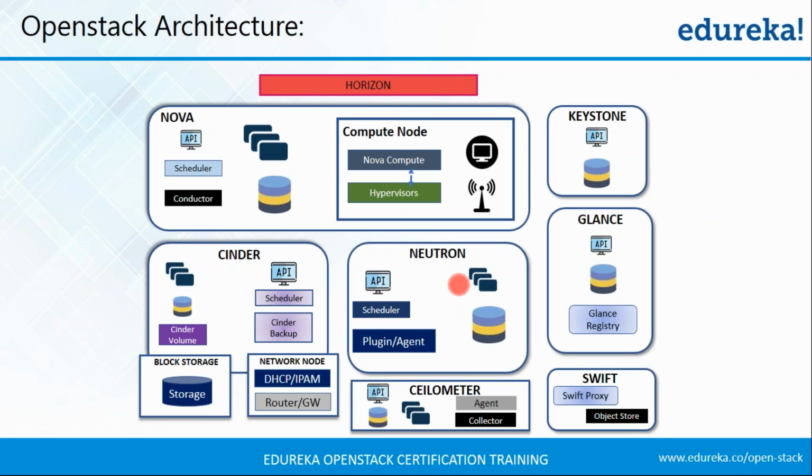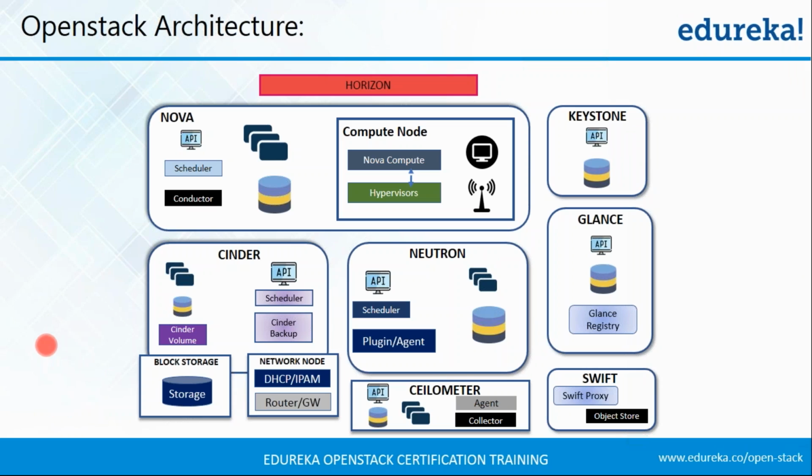Neutron will be responsible for providing all the networking configurations for the VM. So this is the summary of how the OpenStack architecture works and how each of the servers actually interact with each other. So any questions over here?